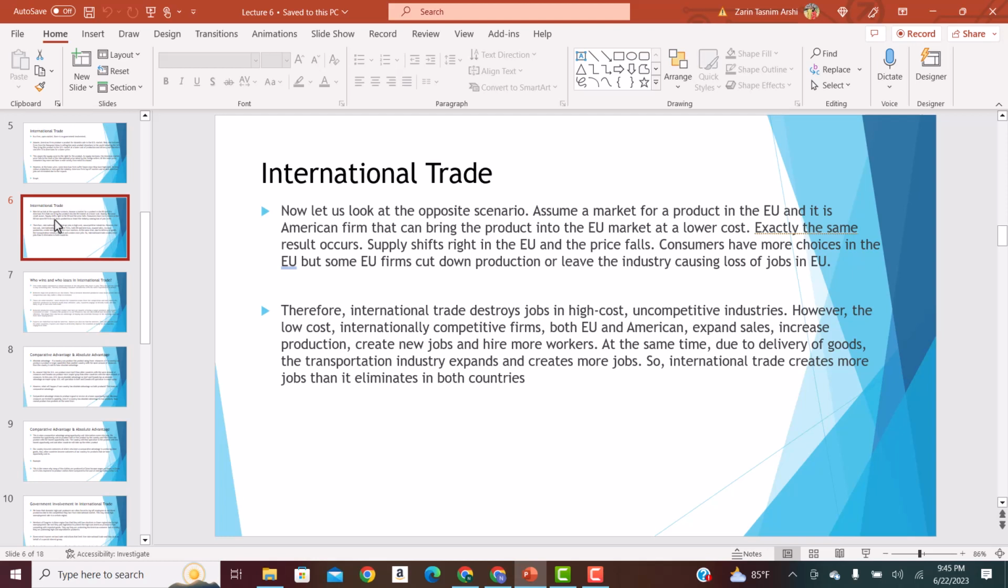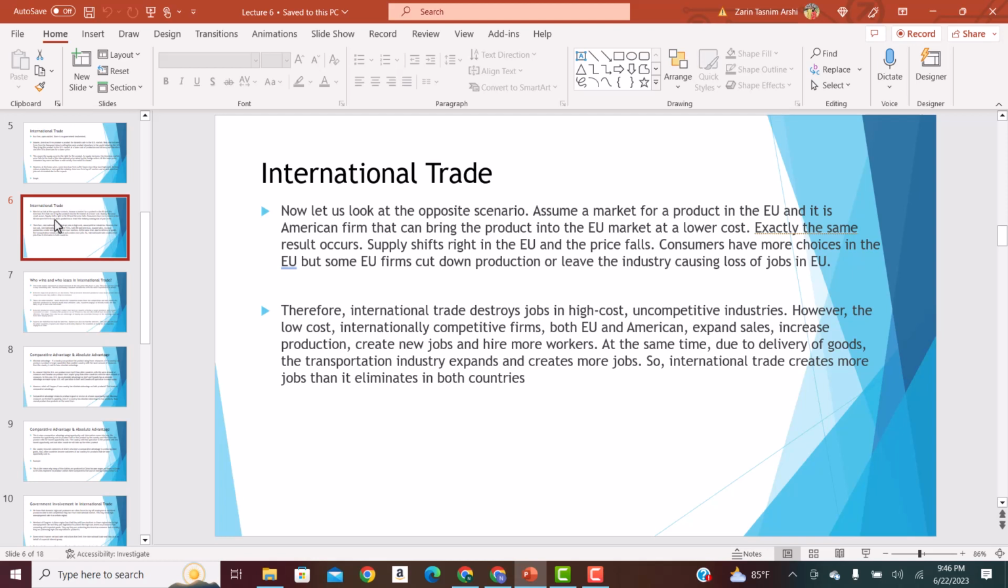Therefore, we can say international trade destroys jobs in high-cost, uncompetitive industries. So it will destroy some jobs, but it will do that in some uncompetitive industries. However, because of trade, and because there's more supply and more demand due to low prices, sales will go up. It will create more jobs, right? Because now there's trade, there's delivery involved, so other industries such as transportation will be involved, and there will be more jobs opening up in other industries.